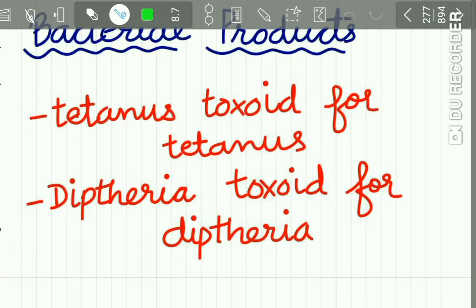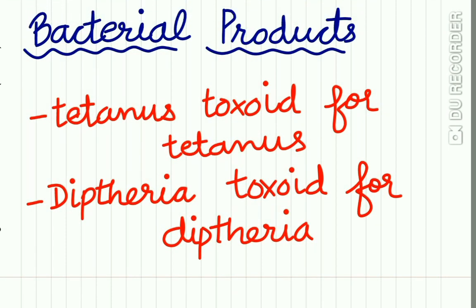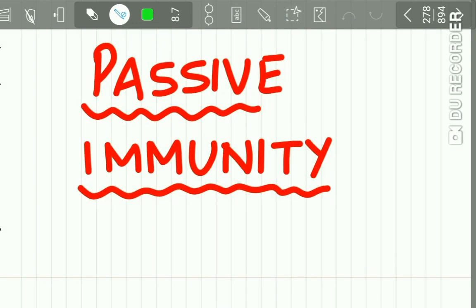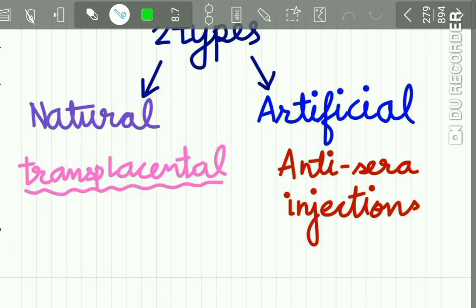Then the bacterial products which are used for vaccination are the tetanus toxoid, which is used for tetanus, and the diphtheria toxoid, which is used for diphtheria. Now, after studying the active acquired immunity, let us study about the passive acquired immunity.